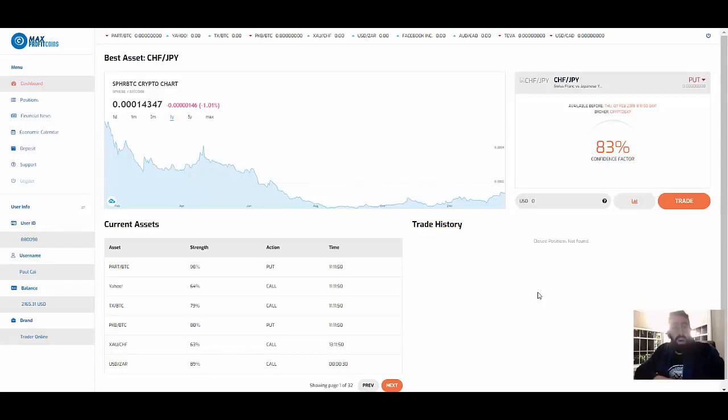So here we are. Welcome to the Max Profit Coins application. Just to clarify a couple of things, what we are using here is the software provided by Max Profit Coins. This is an automated trading program. It is designed for beginners, which makes your entire trading experience very, very easy.